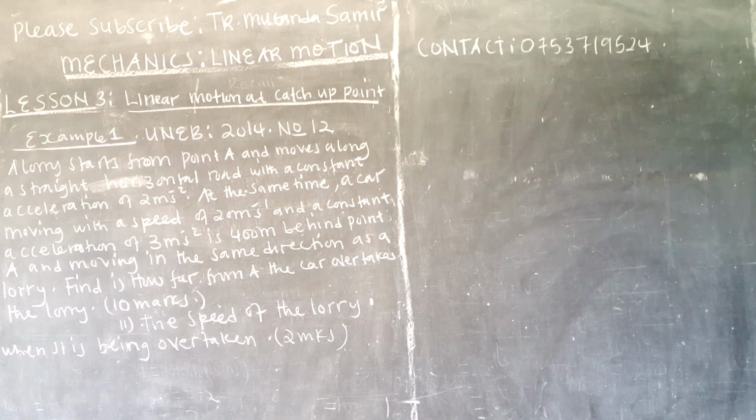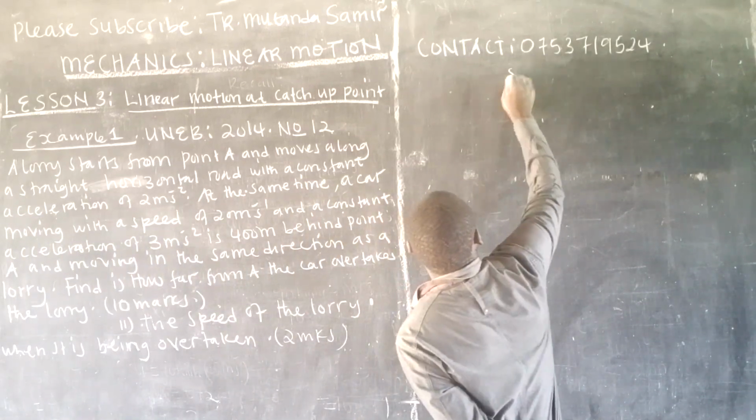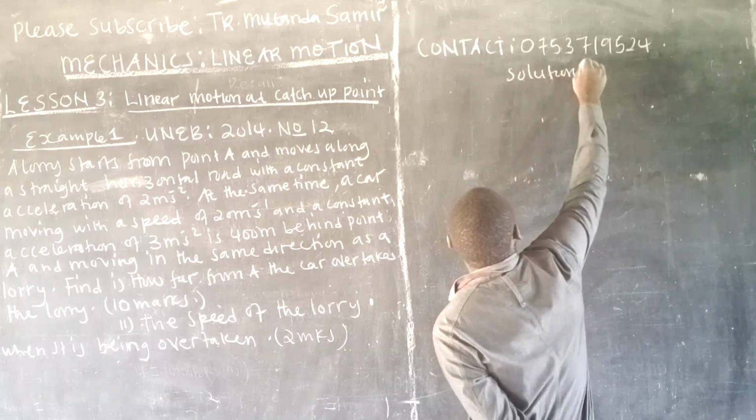Then at the same time, a car moving with a speed of 20 meters per second and a constant acceleration of 3 meters per second squared is 400 meters behind point A, and moving in the same direction as the lorry. So they're all moving in the same direction. Okay, good. Now let's start summarizing. So a lorry starts from point A. Let's start the solution. You follow the statements slow but sure.